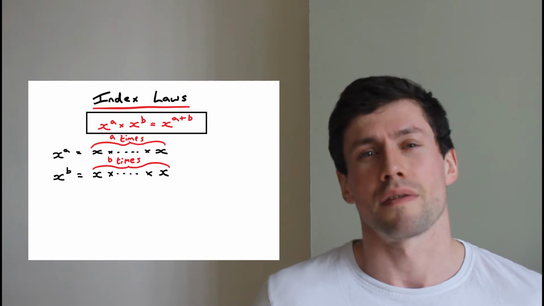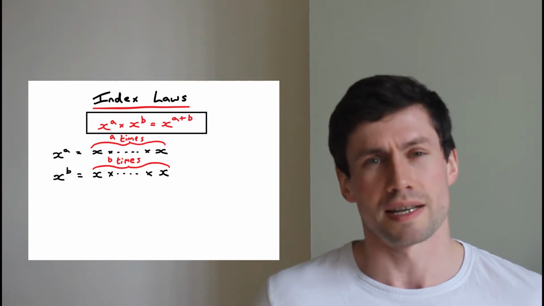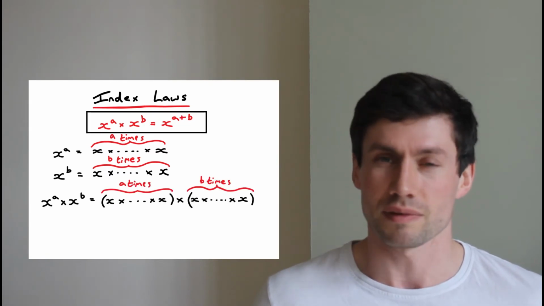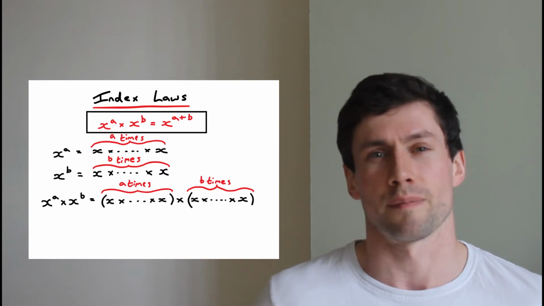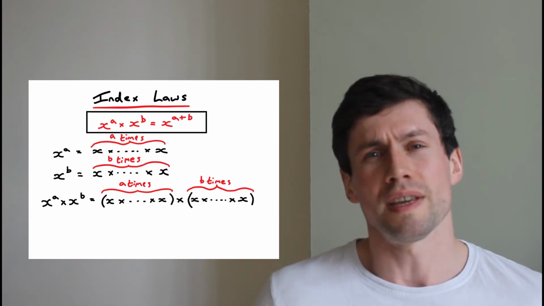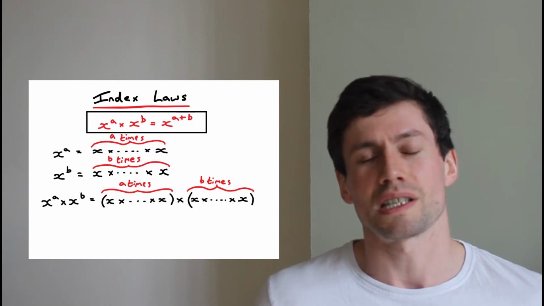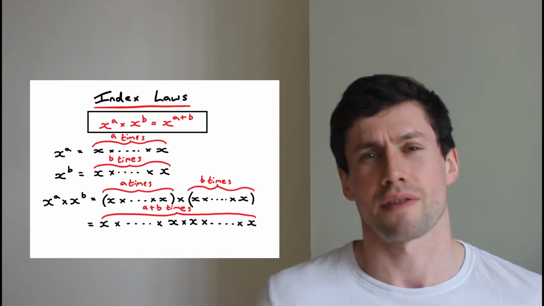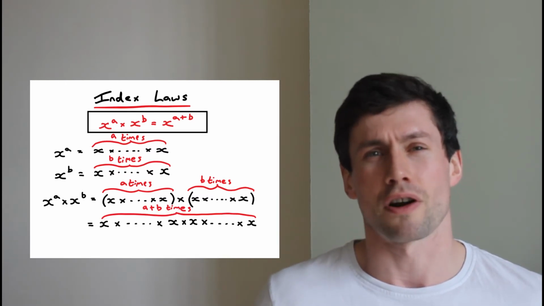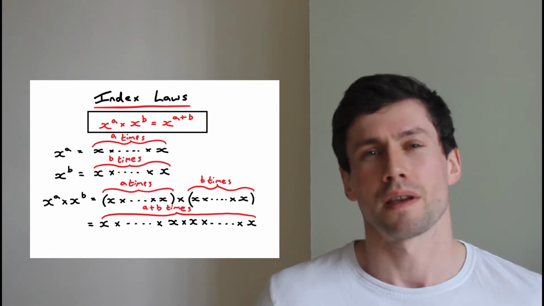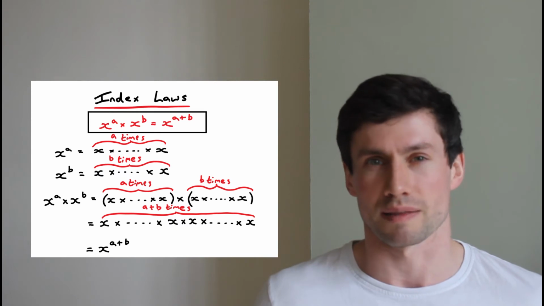Therefore, x to the power of a times x to the power of b could be written as x times itself a times with x times itself b times. We can remove these brackets because they don't really matter anymore, and this is just one big long line of x's multiplying together, and there are a plus b of them. And this is the very definition of x to the power of a plus b.